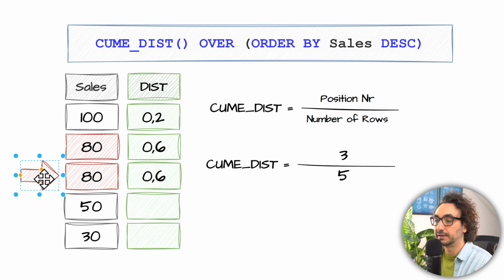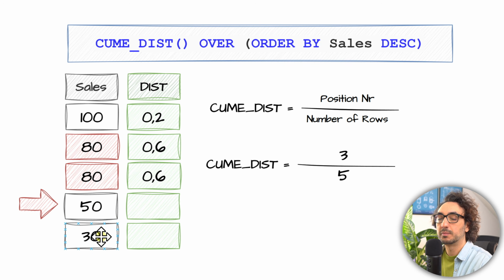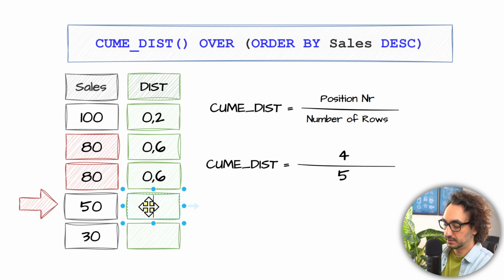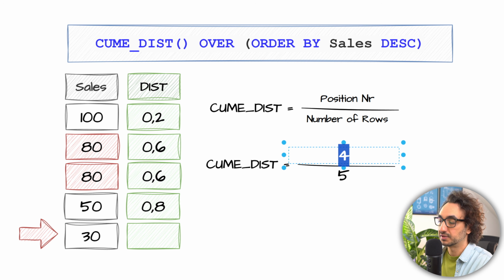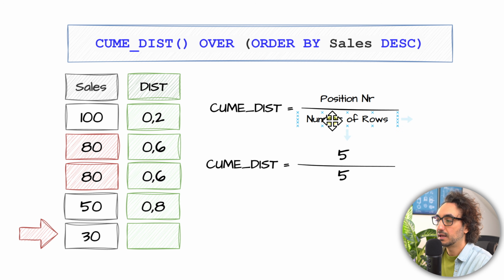So let's keep moving to the fourth one. Now what is the position number of the 50? We are at record 4. So position number 4 divided by 5, we will get 0.8. Okay, now let's move to the last one, and it is the easiest one. Which position do we have over here? It is position number 5. It's the last one, and the number of rows is 5. That's why we will get 1.